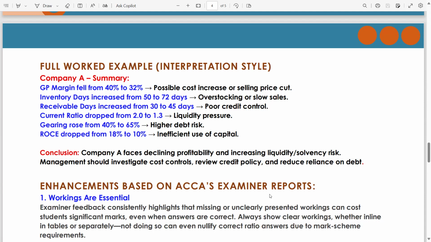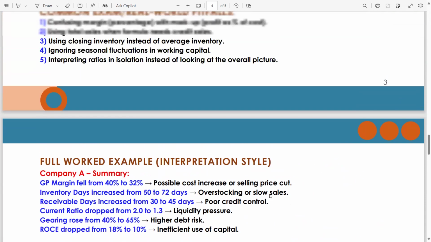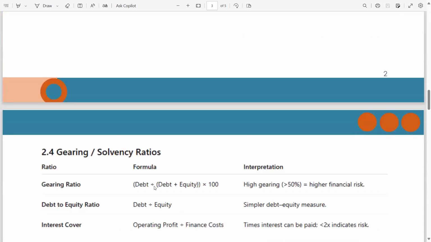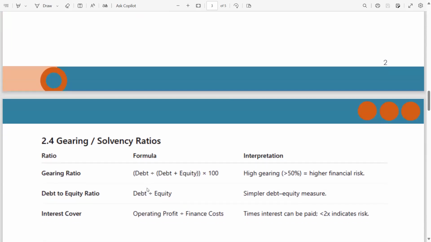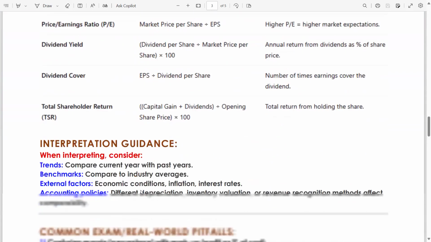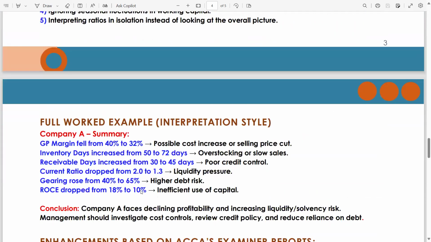Gearing rose from 40% to 65%. What could be the possible reason? First, tell me the gearing formula. Look, this one: debt divided by debt plus equity. Of course, it means we have acquired so many debts, so many loans. That's why the debt equity ratio is higher.